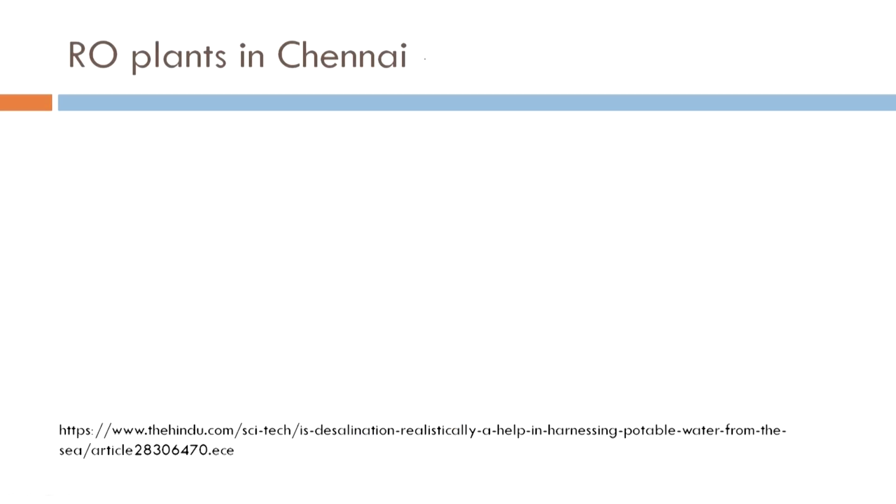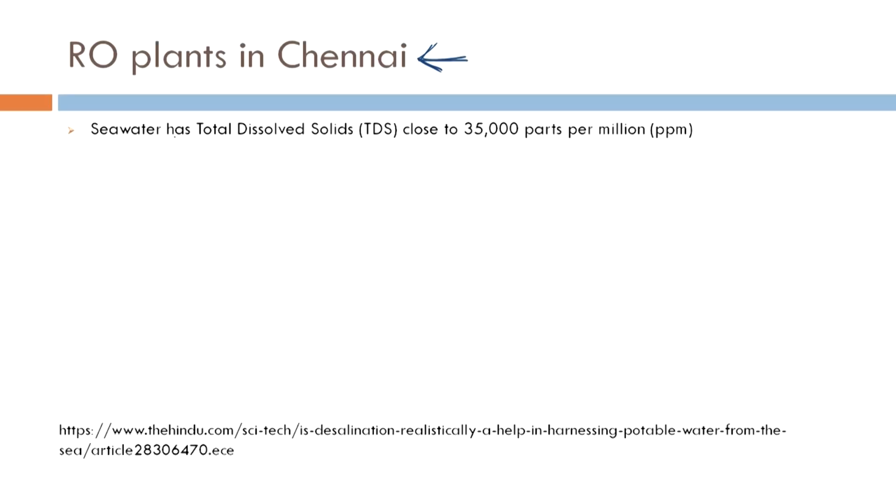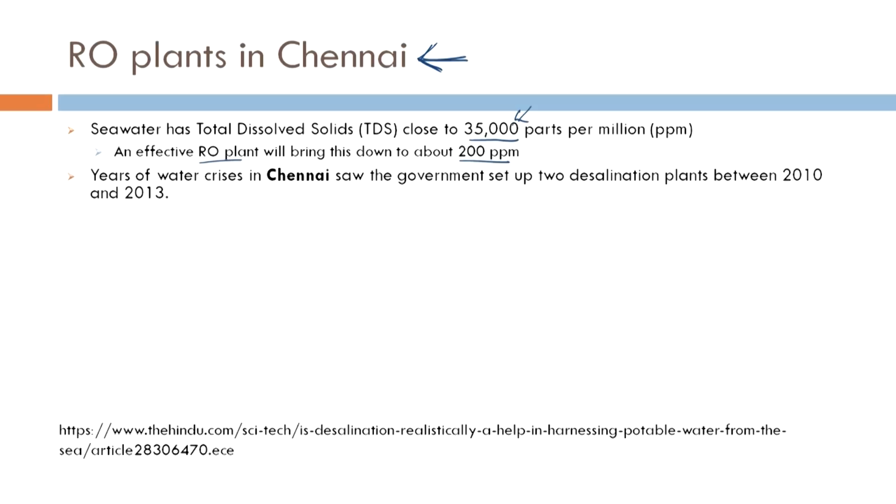So one study that I wanted to draw your attention to is the use of RO plants for general water population usage in Chennai. Seawater has TDS around 35 grams per liter or 35,000 milligrams per liter, and an RO unit will bring this down to 200 ppm if it is effective.